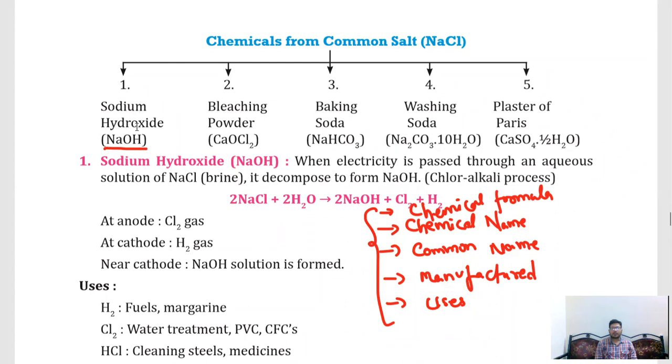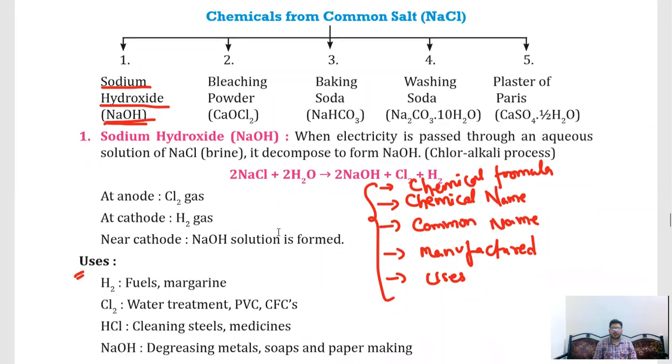Chemical name: sodium hydroxide. We don't have any common name for that. How is it manufactured? Here you can find one equation in red color which you must read, and then the uses; we'll try to understand. First, the chemical formula is NaOH. How do we call it? Sodium hydroxide. Now, when electricity is passed through an aqueous solution of NaCl, it decomposes to form NaOH.